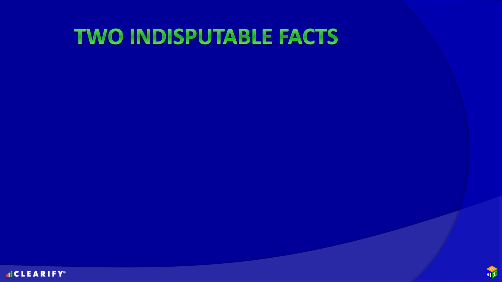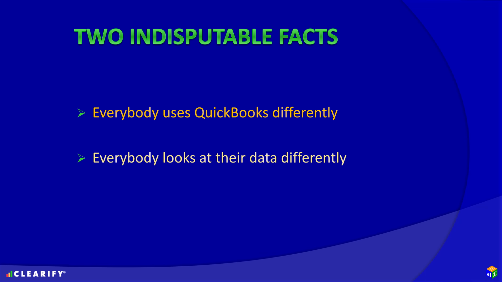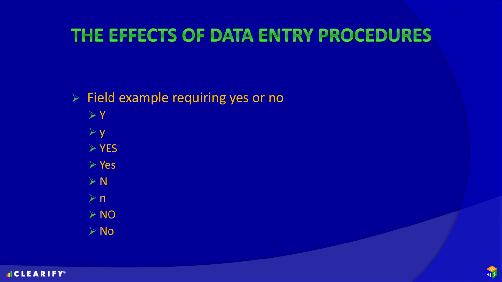There are two irrefutable facts about our industry space. First, everybody uses QuickBooks differently, and second, everybody looks at their data differently. How you enter your information in QuickBooks determines how easy it is to get accurate and meaningful data for your report or visualization. Let's look at this first example where you might ask employees to enter yes or no in a particular field. Well, as you can see, there are many options. This can affect filters or even the display.